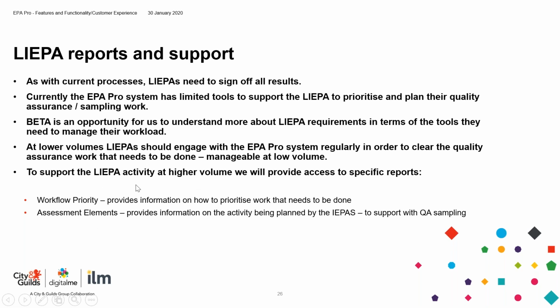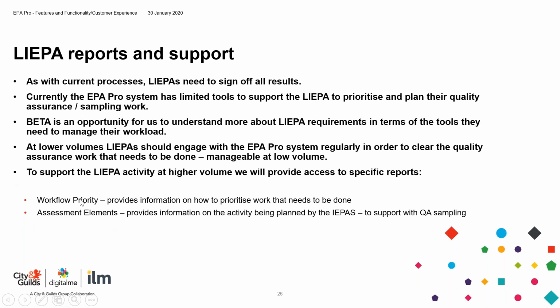So we've got 2 reports that we'll provide you with, and we've tried to make this as simple as possible, because I do appreciate there's a lot of change here, and this is one other thing that you need to get your heads around. So there are 2 reports. Now, the first report is called the Workflow Priority Report, and that really is a snappy title. And the second one is called the Assessment Elements Report.